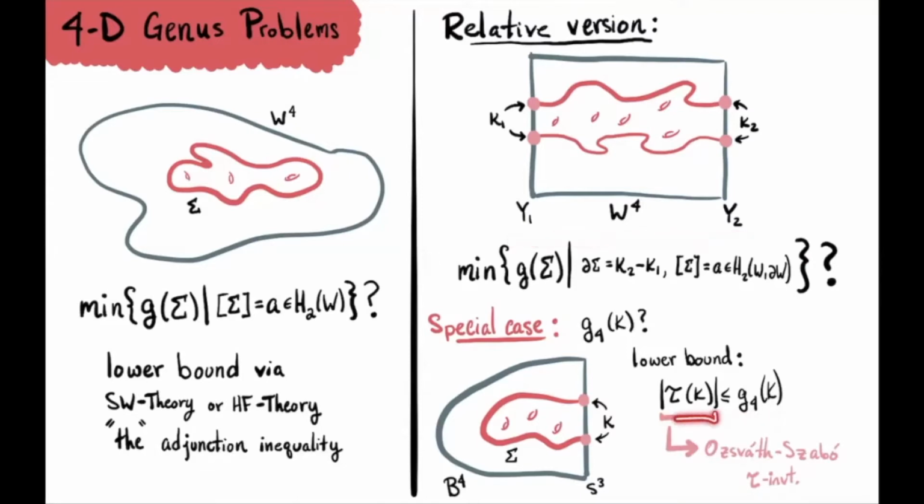So this Ozsváth-Szabó invariant was originally defined only for knots in the three-sphere. So I want to define this invariant more generally for knots in any three manifold, and then I also want to discuss some analog of this bound. Okay.